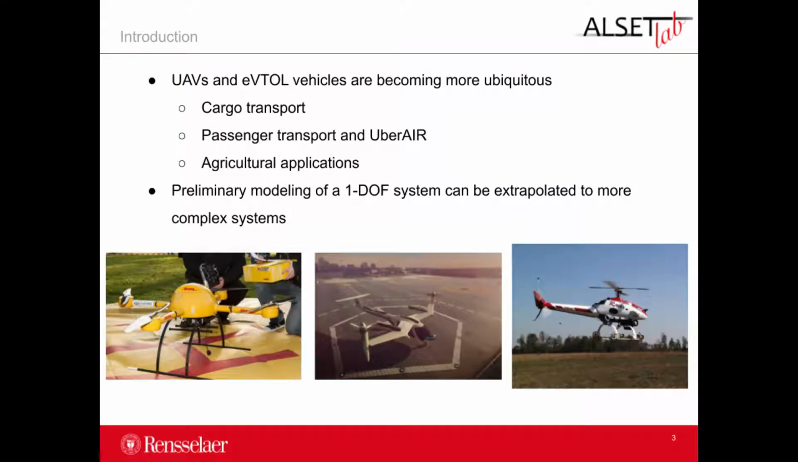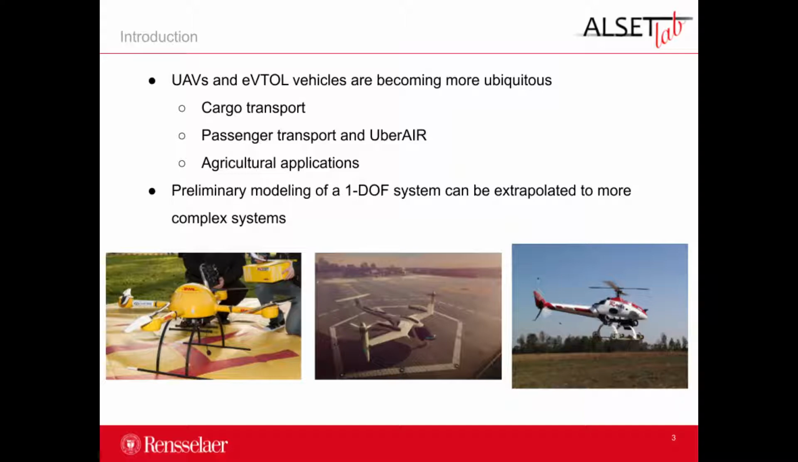So why model a simple aerospace system? For a wide variety of applications, there's a growing interest in unmanned aerial vehicles, or UAVs, and electric vertical takeoff and landing vehicles, or eVTOL vehicles. For example, some companies are beginning to use drones for cargo transport. The picture on the left is of an eVTOL vehicle used by DHL in a 2013 experiment to deliver a small quantity of medicine. In some cities, UAVs are being used for passenger transport, with companies like Uber currently offering aerial ride-sharing in 3 cities around the world.